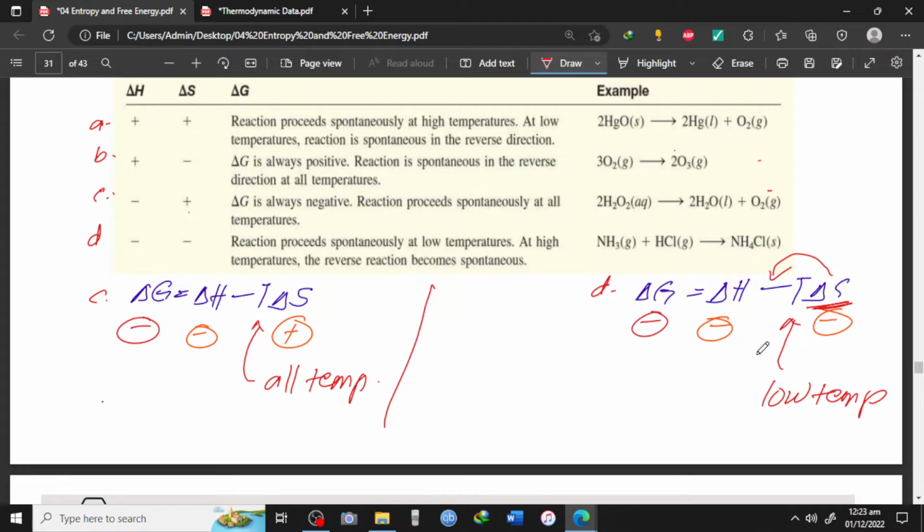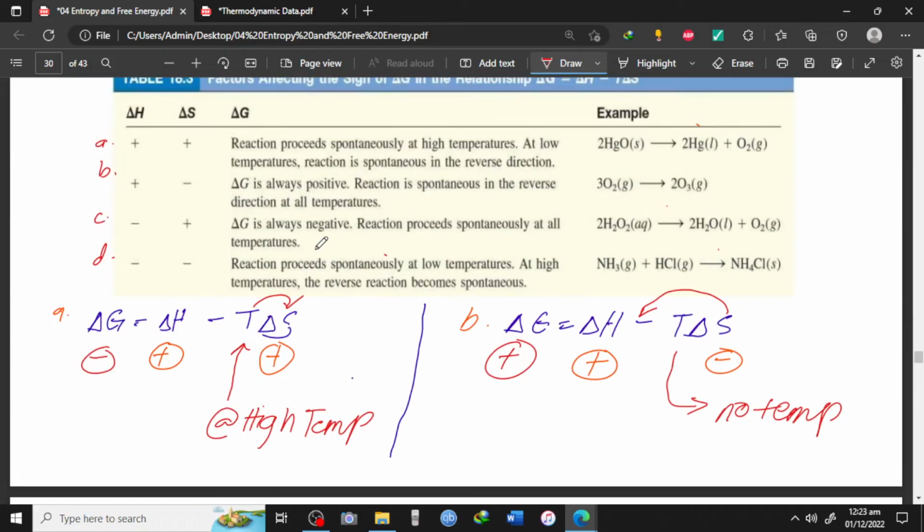So technically, what you're going to remember na lang for this table is yung mga condition, no? Kung parehas na positive, at what temperature maging negative si delta G, and so on and so forth. Okay, so for condition A, pag parehas positive at high temp, para maging negative si free energy. Sa condition B, pag positive si enthalpy at negative si entropy, walang temperature yung makakatulong sa ating formula para mag-negative si free energy. So pag ganito yung condition, free energy is always positive.